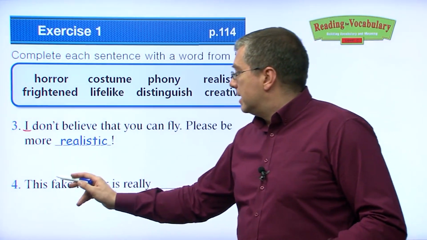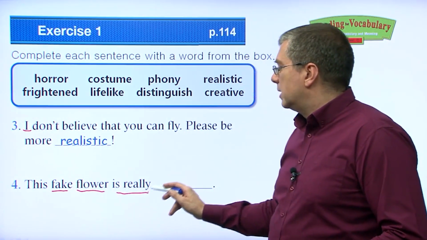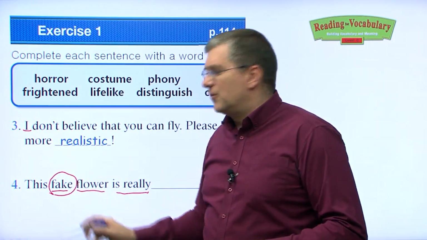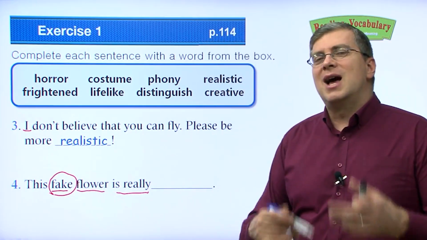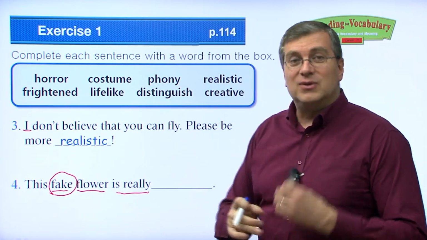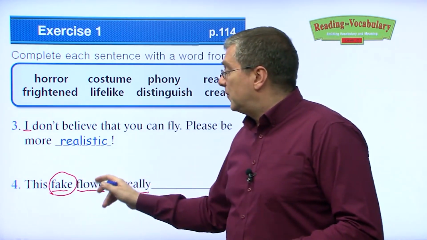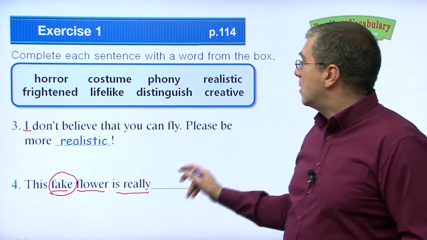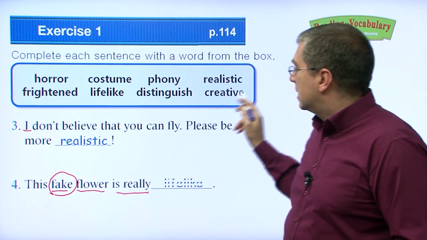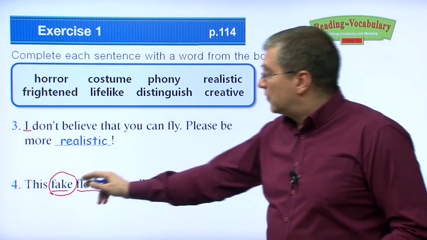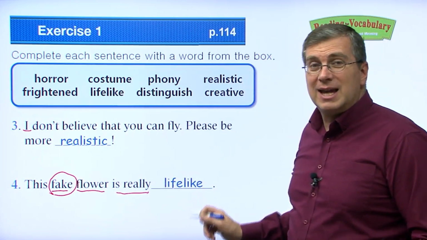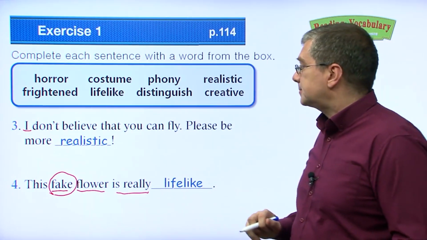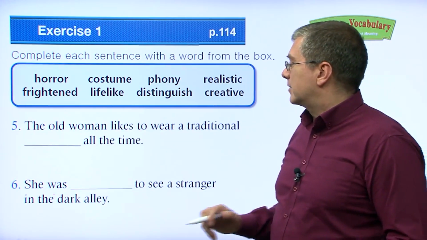Okay. 4. This fake flower is really what? It's interesting. A lot of these sentences are using fake, phony, imitation. A lot of these words have to do with that idea. So this fake flower, not a real flower, but a fake flower, is really what? Is really lifelike. It's fake, but it looks lifelike. It looks like it's real. It's lifelike.